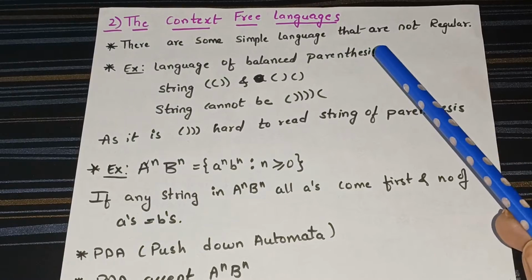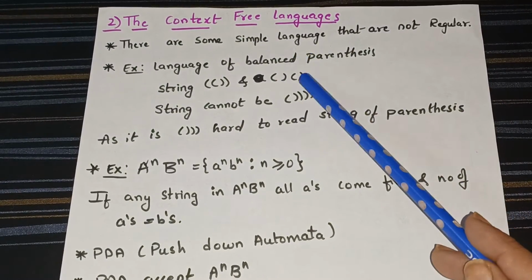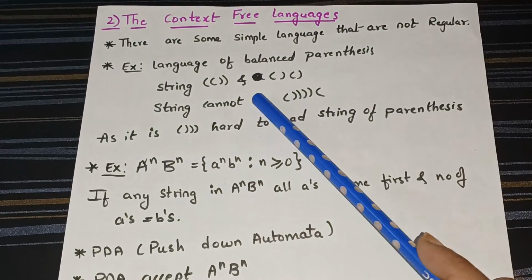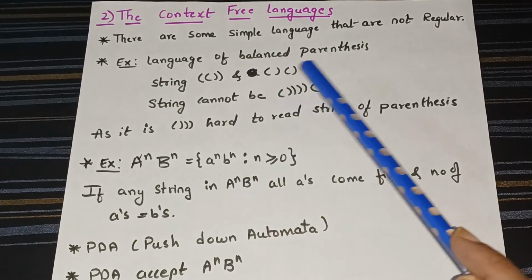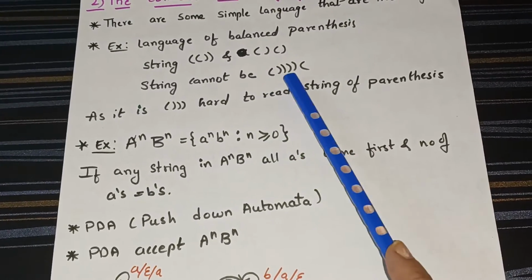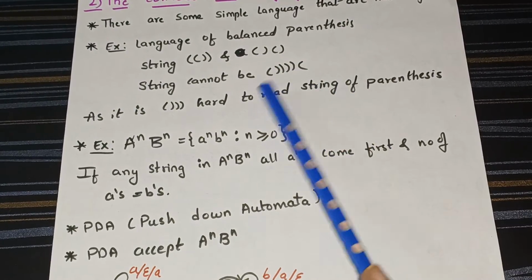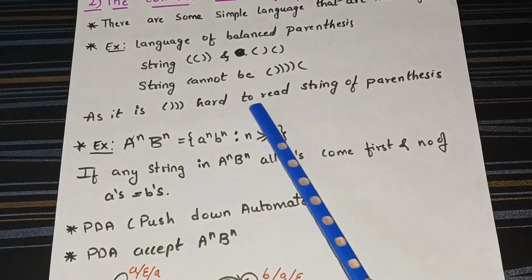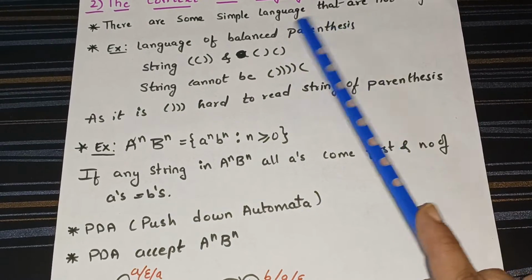These are simple languages that are not regular, for example languages of balanced parentheses. These involve special characters and we are not able to find strings for them easily; even if we find strings, they are difficult to read. Is it not difficult? We can read strings over A, B, 0, 1 easily, but this type we can't. That type of problem is solved by context free language.